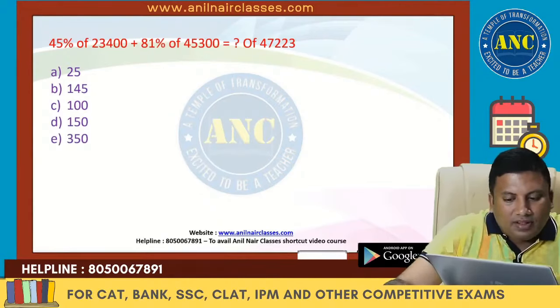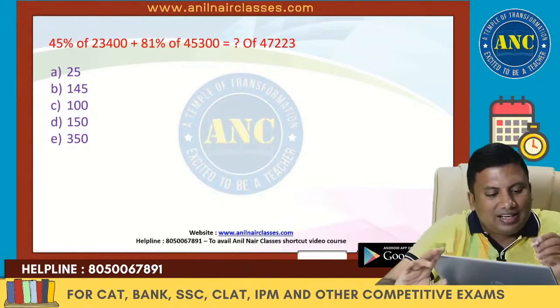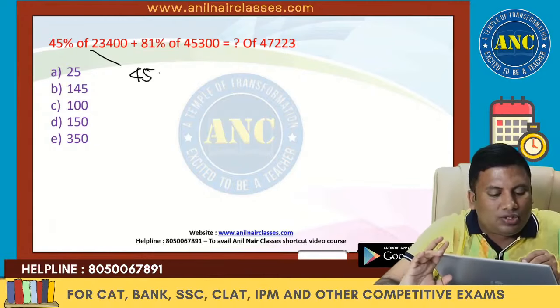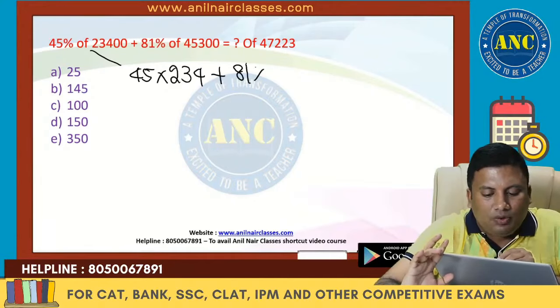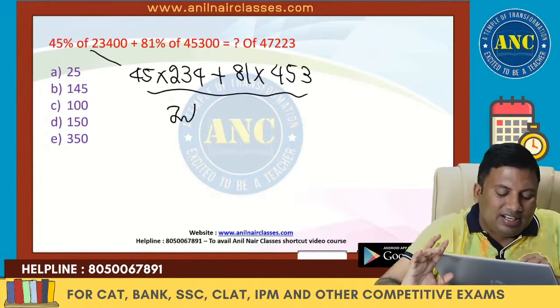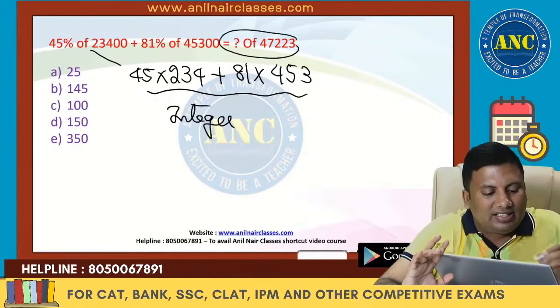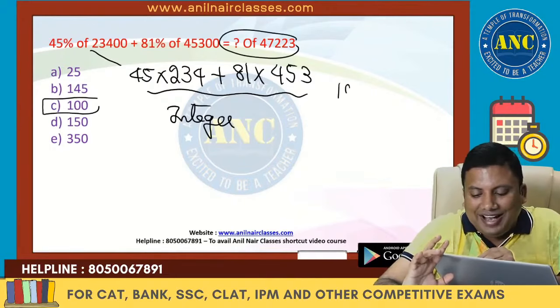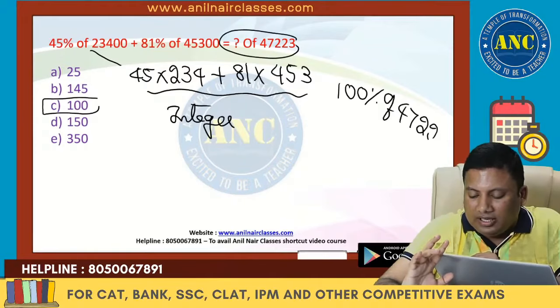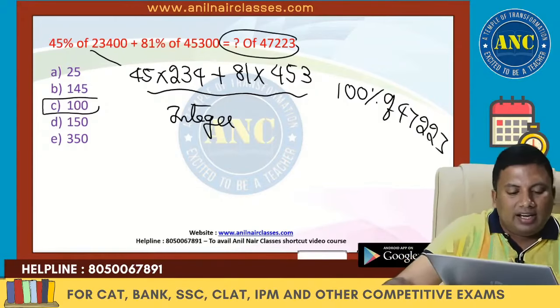And it is 350. Now if you see here, listen carefully. These are nothing but 45 into 234. Are you all with me? 81 into 453. These are nothing but an integer. This should be an integer. So the only choice is 100% of 47223. 100% means 100 by 100, it is 1.